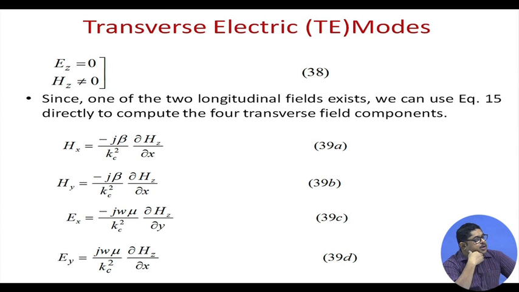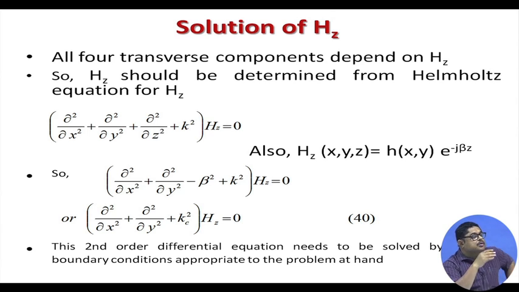So, you can find out what is Hx, what is Hy, Hx in terms of Hz, Hy in terms of Hz, Ex in terms of Hz, Ey in terms of Hz. So, in TE case, if you can find Hz, you can find all of these. Good. So, Hz, from where do I find Hz? From the Helmholtz equation, because the Helmholtz equation or wave equation, that is same. So, all four transverse components depend on Hz. So, Hz should be determined from the Helmholtz equation for Hz. Helmholtz equation for Hz is this.